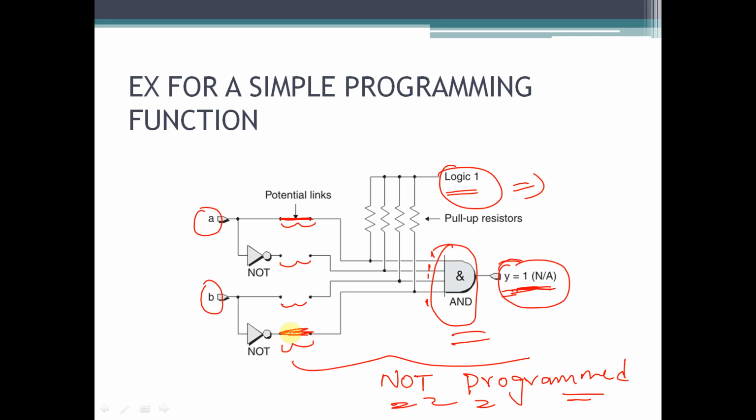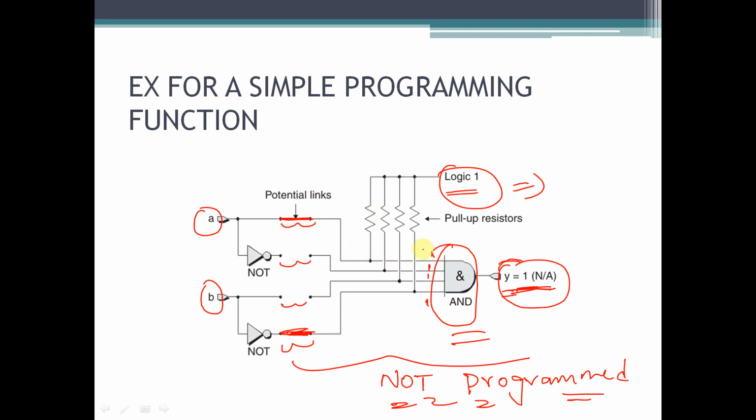So after programming, this layer will be connected. I'm not specifying how these connections are happening internally. After programming, this connection will be established, and this connection is not removable. It's a permanent connection. Permanent means it cannot be removed. So here there is no connection and here there is a connection. Now what is the output here?